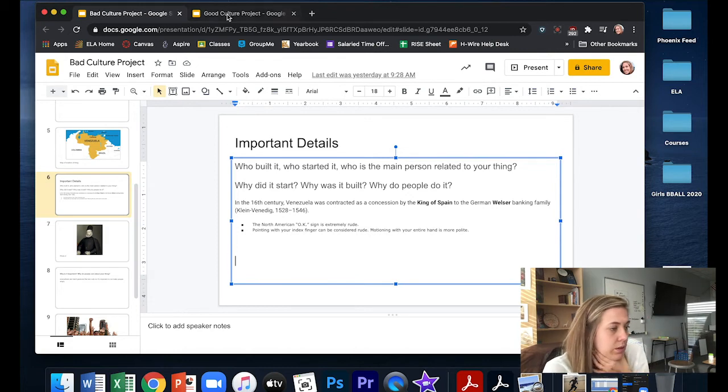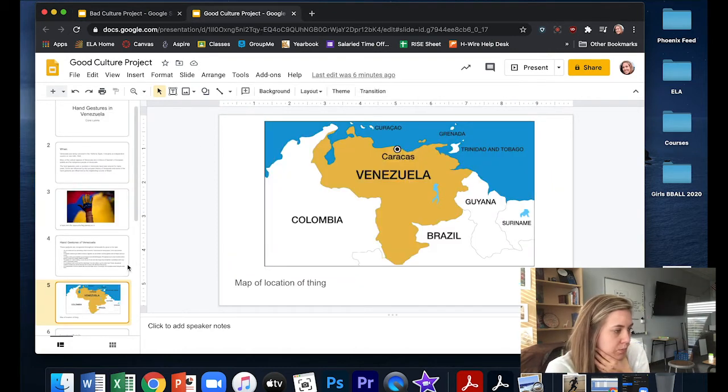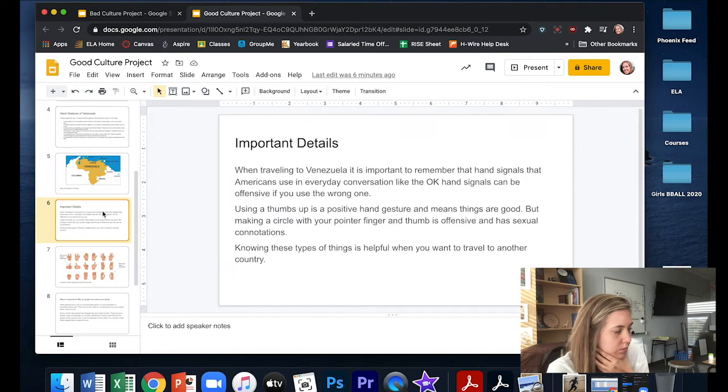An even better way to do it, though, is an example in my good culture project, example 1. So on this one, on the good one, important details, I just didn't do the history part with the King of Spain because it didn't feel very important. It's a sort of important detail, but it wasn't necessary. So instead, I just said that when traveling to Venezuela, it's important to remember that hand signals that Americans use can be offensive in other cultures.